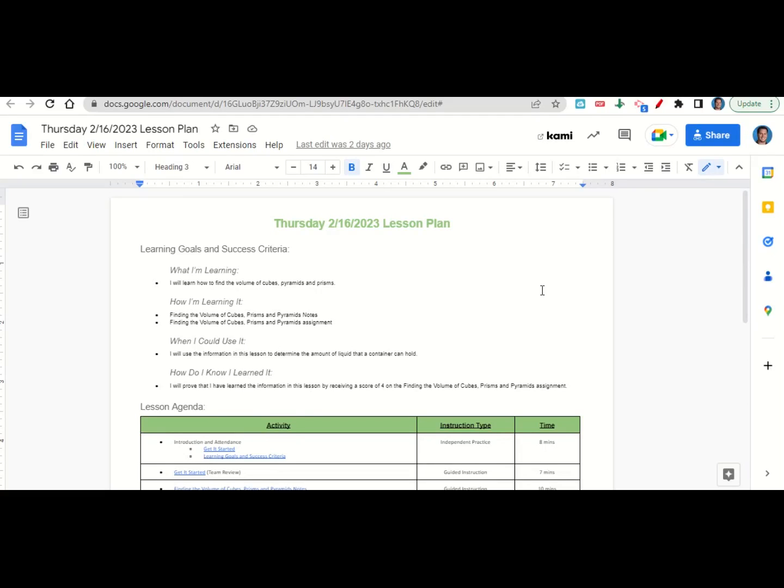Welcome, everyone. Let's begin our lesson for today by going over the learning goals and success criteria. First, what are we learning? We're learning how to find the volume of cubes, pyramids, and prisms.